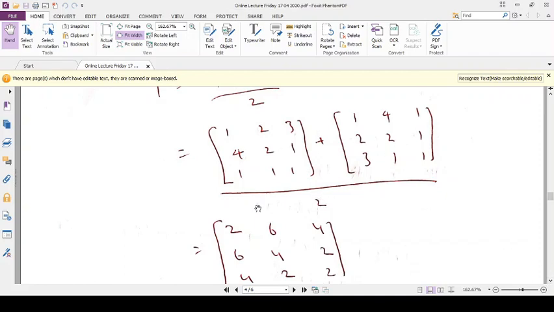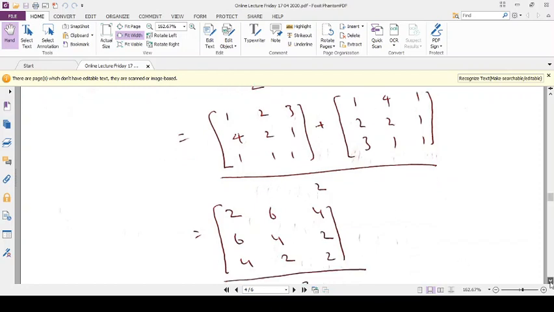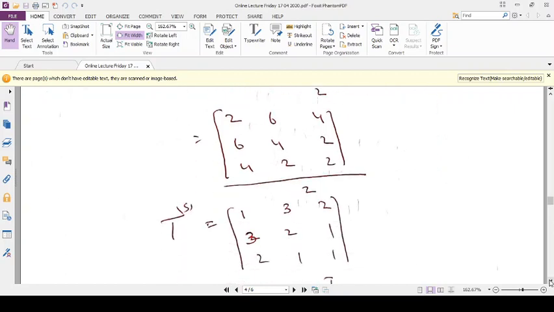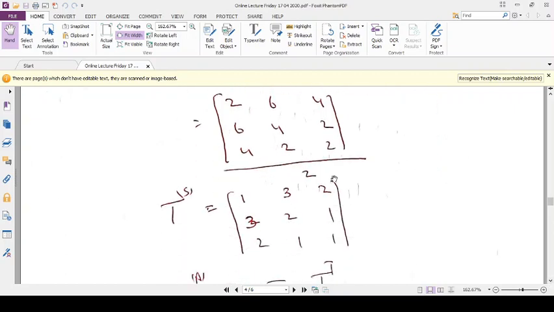So 1 plus 1 is 2, 2 plus 4 is 6, 3 plus 4. You have to add the corresponding entries of these two matrices. So after addition you will divide all the entries by 2. So we have the symmetric part: 1 3 2, 3 2 1 and 2 1 1.